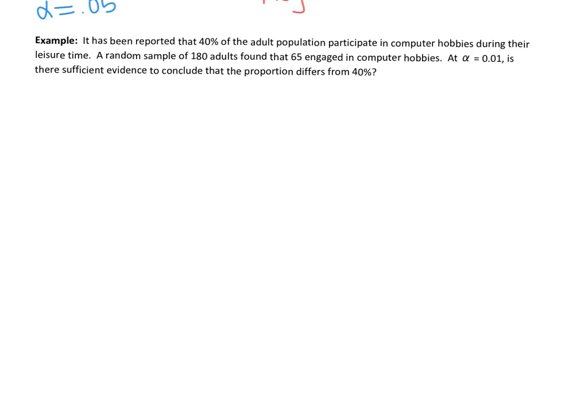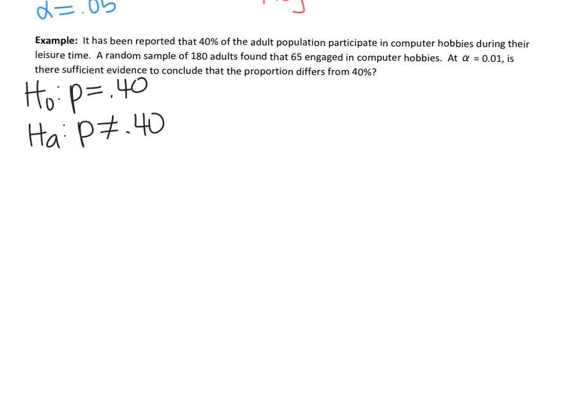So we'll start with our null hypothesis, which is going to be that P equals 0.40. And then our alternative, because we're seeing if it differs, our alternative is that it does not equal 0.40. So we're going to go through our checklist. Is it random? Yes, it says random sample. Is it independent? Yes. And then is it normal?